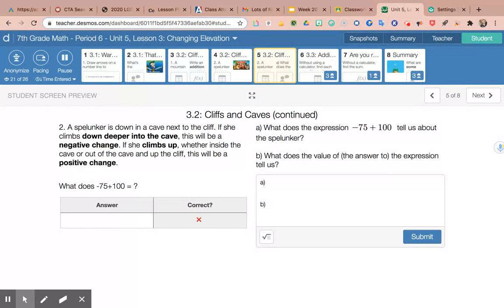It says a splunker is down in a cave next to the cliff. If she climbs down deeper into the cave, this will be a negative change or a negative number. If she climbs up, whether it's inside the cave or outside the cave and up the cliff, this will be a positive change. So the ground is 0. She's going down, negative, she's going in the cave. If she's going up, she's either climbing out of the cave or, if she's above the ground, positive, she is on a cliff. So keep that in mind.